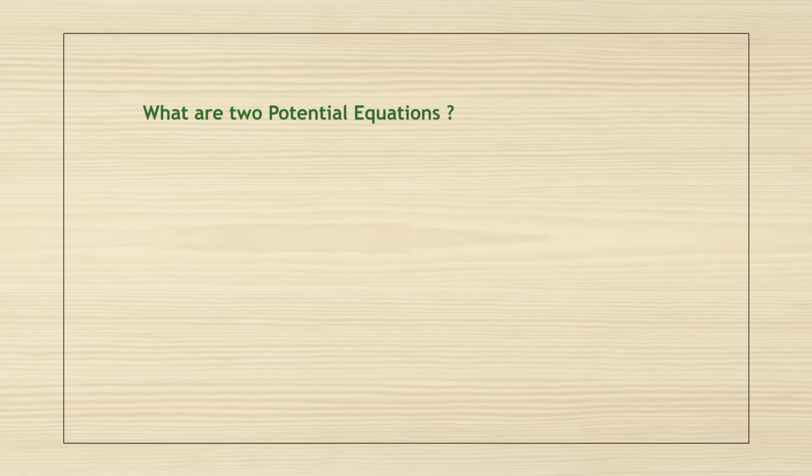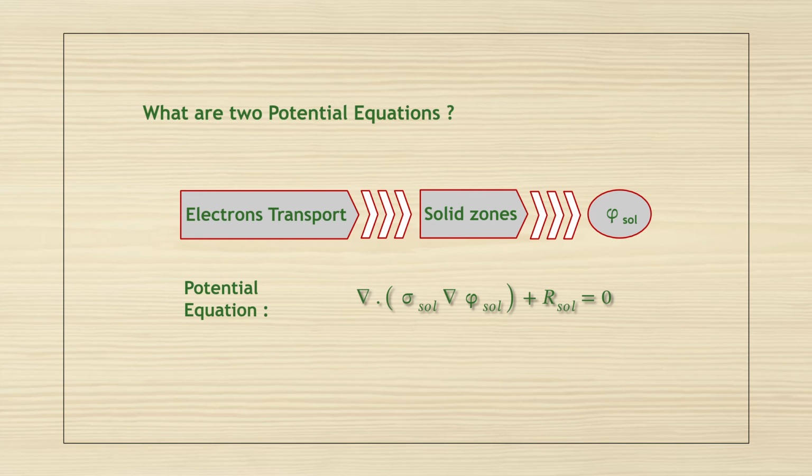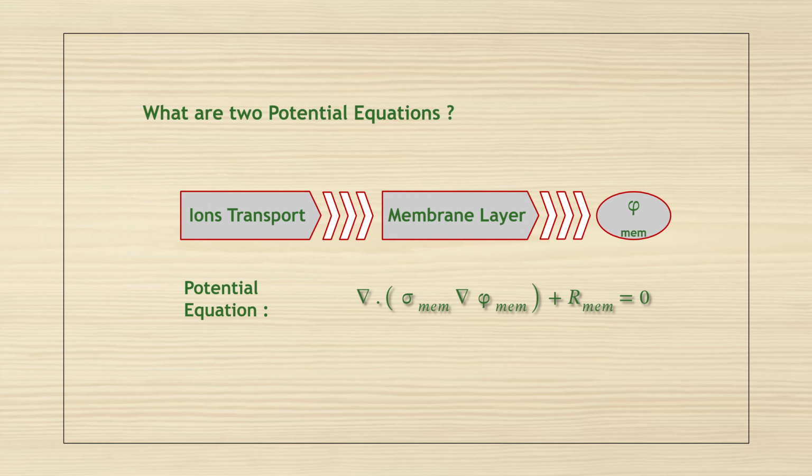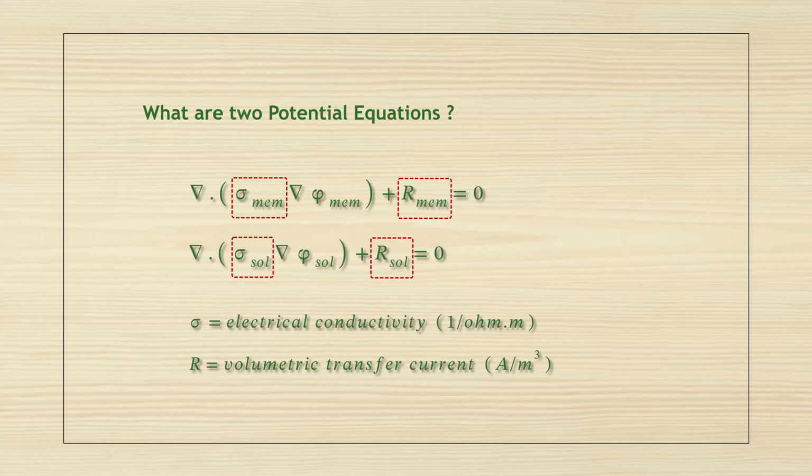So, in electrolysis systems, two potential equations are solved. A potential equation is related to the electron transport in the solid zones of different layers. Hence, this potential is called phi sol. The other potential equation is related to the ions transport in the electrolyte membrane layer. Hence, this potential is called phi mem, where sigma is electrical conductivity in solid zones and ionic conductivity in fluid zones, while R is the volumetric transfer current. In addition, the subscripts sol and mem represent the solid phase and membrane phase, respectively.